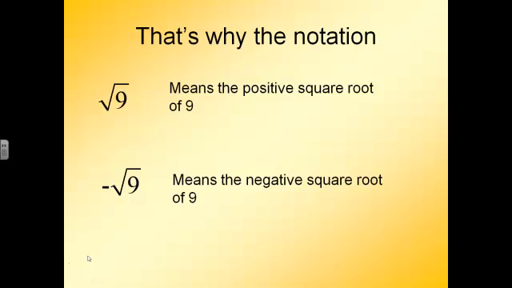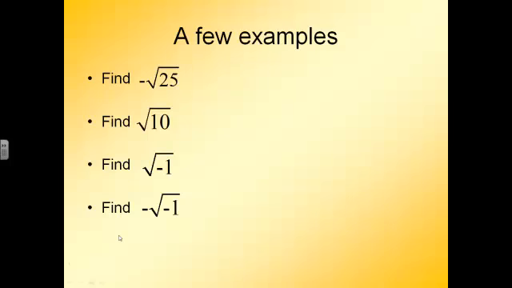And here's where the notation is very important. The notation automatically specifies which root you're being asked for. Root 9 automatically, because there's no sign out in front, means I want the positive one. Whereas if there's a negative out in front, it means I want the negative root of 9 in this case. So let's look at a few examples here. Negative root 25, does that negative cause problems? No. In fact, negative root 25, we're happy, that's just negative 5.